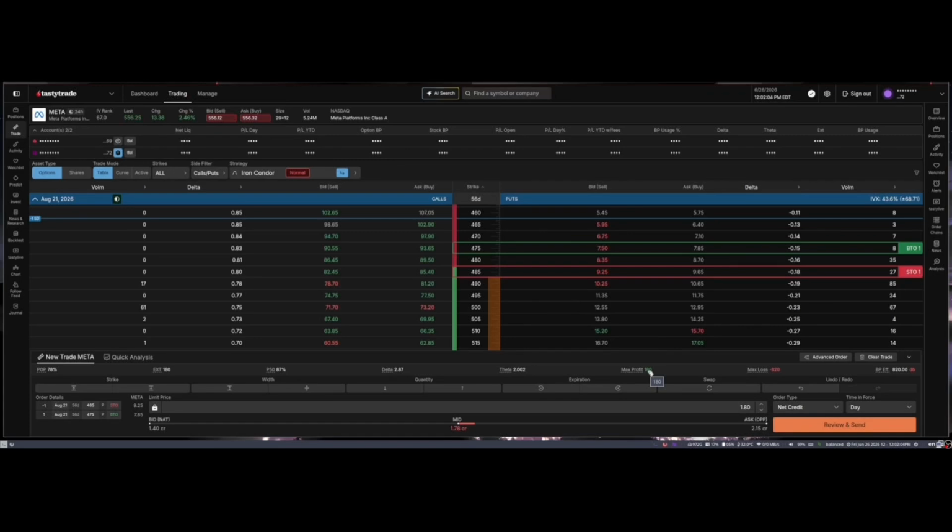I have a profit of $180 and my max risk is $1,000. You might think that $180 is not that much, right? But that's an 18% return on investment. I would actually say that's pretty good.